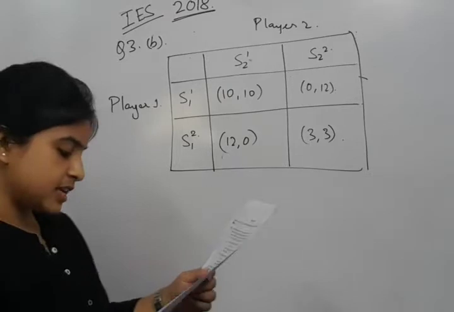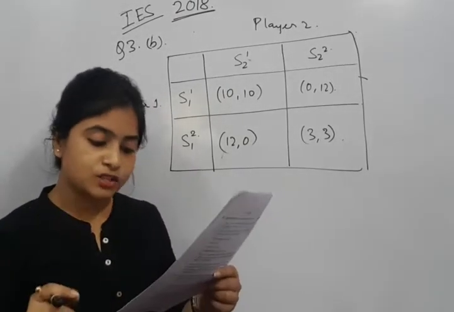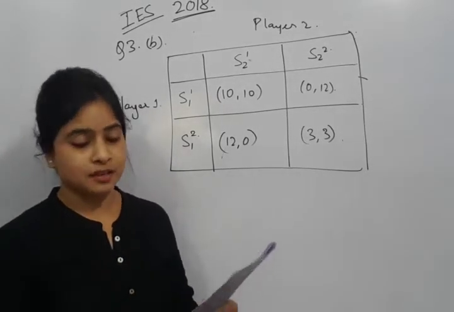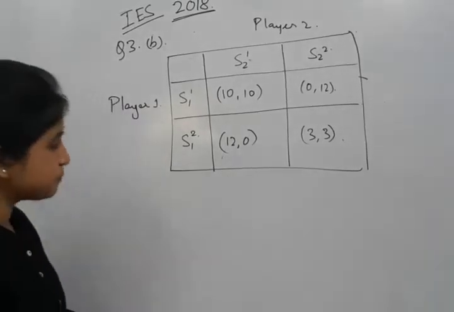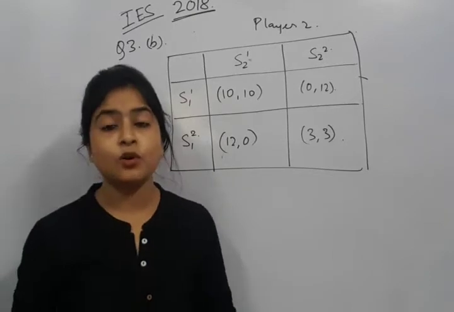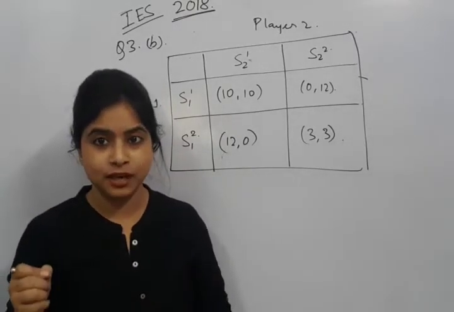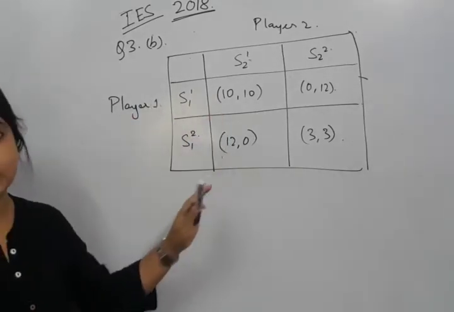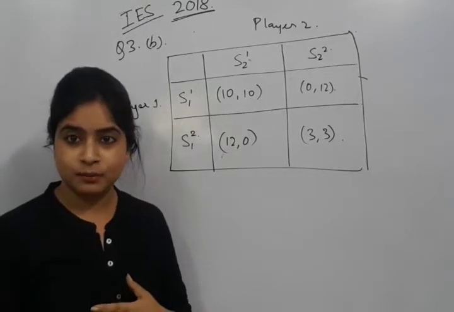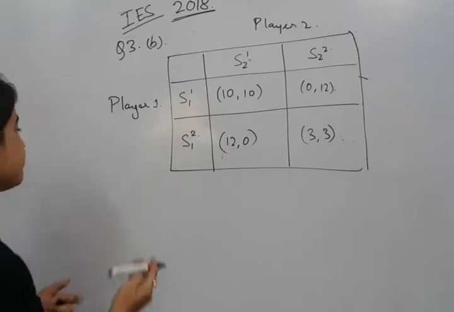Okay, so what is the thing that they are asking us? Show that the unique pure strategy Nash equilibrium is not Pareto optimal. That means we have to find here the Nash equilibrium, and to answer this question we also have to know what exactly Pareto optimality means. Otherwise answering this question will be a bit difficult. We already know what is Nash equilibrium. Now moving on to how to find a Nash equilibrium.